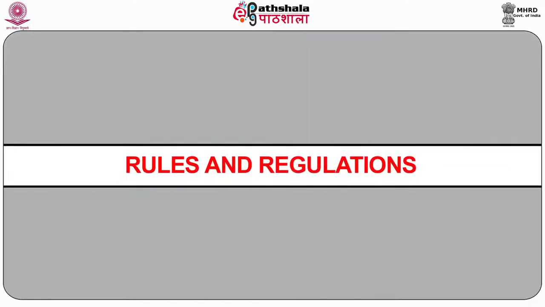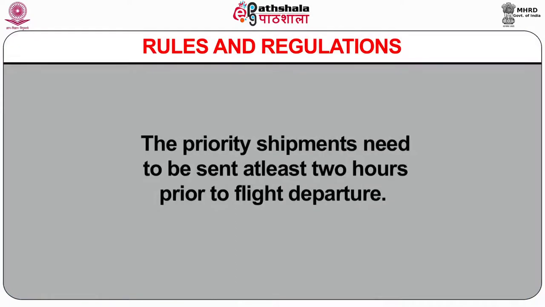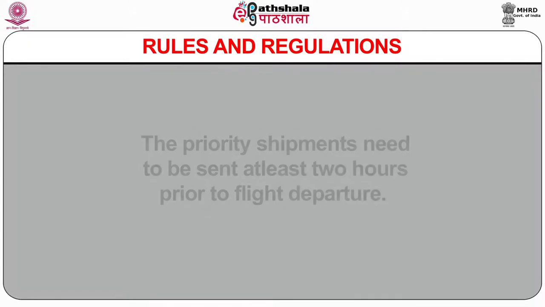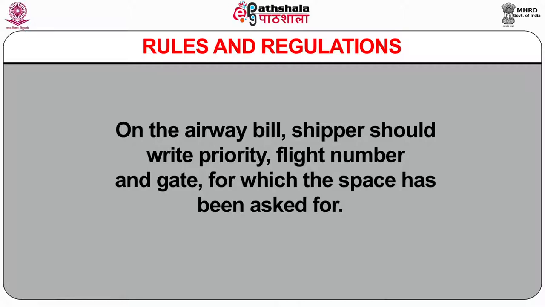Other rules and regulations include that the PRI, or the priority general commodity rate, will have precedence over the general commodity rate under the rule G7. A request for priority service is not a reservation and does not give any assurance that the commodity will journey on a particular flight. The priority shipments need to be sent at least 2 hours prior to flight departure. On the airway bill, the shipper should write priority, flight number and date for which the space has been asked for.